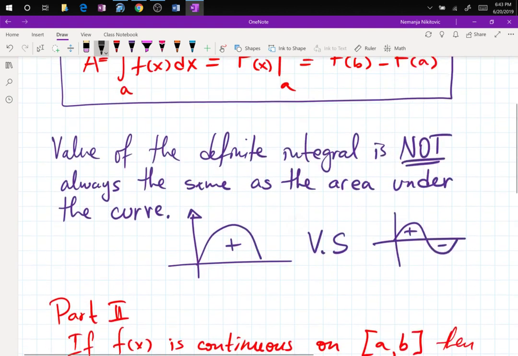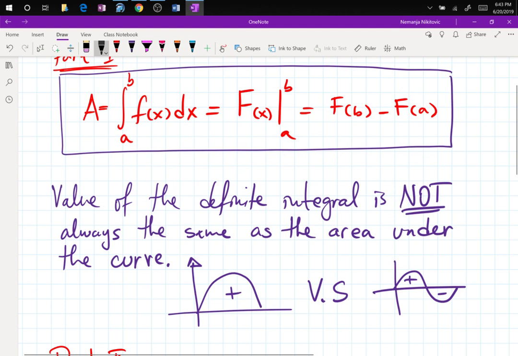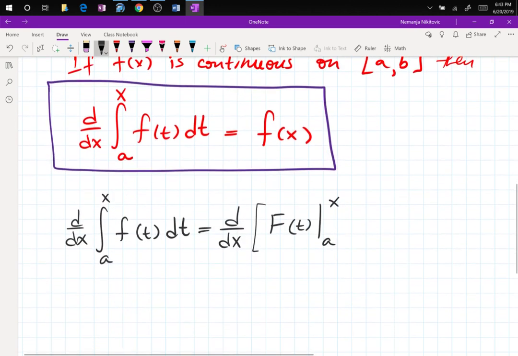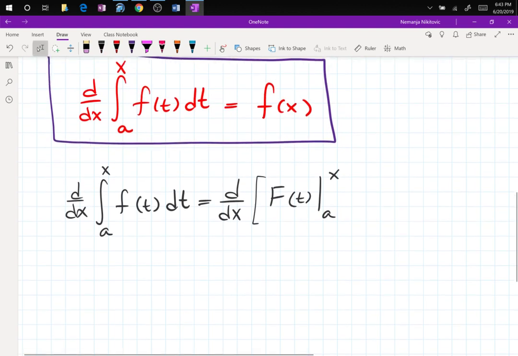We know from part 1 that the integral of lowercase f is the uppercase F, and we use uppercase F to denote the antiderivative. So if I find the antiderivative for lowercase f, that antiderivative is going to be capital F. So now we use part 1 to compute, and this is where you get F of x minus F of a.